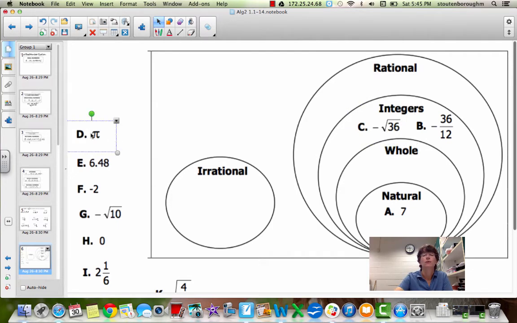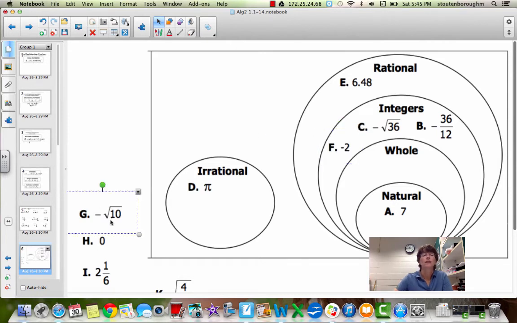Pi, hopefully we can recognize that pi is irrational. 6.48 is a decimal, but it does end, so that falls into the rational category. Negative 2 falls into the integer category. Negative 10. Negative 10 is not a perfect square, so it would fall into irrational. 0 is a whole number.